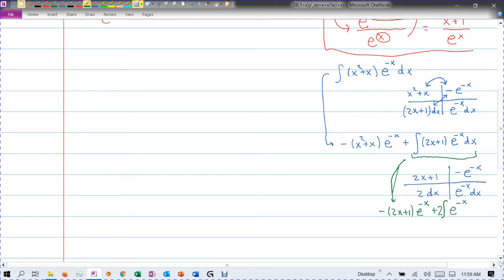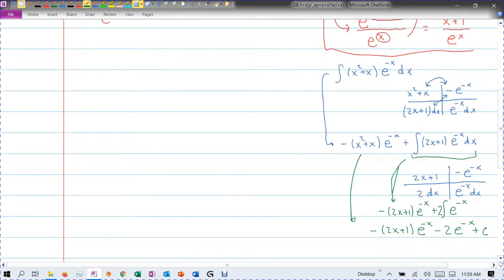And let me go ahead and integrate that last piece. So minus 2x plus 1 times e to the negative x, and then minus 2e to the negative x plus c. And then I still have this stuff in front.